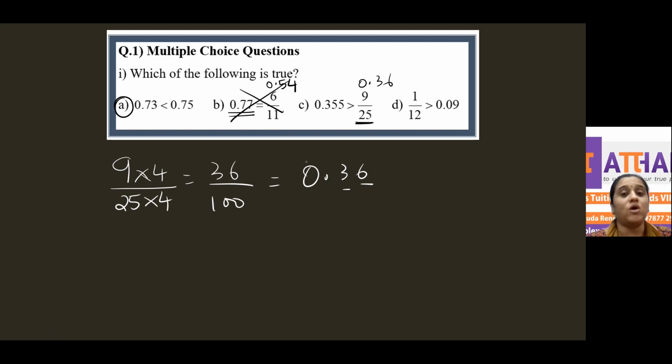All right. Now compare. 0.36, you should write it as 0.360, because there are 3 digits here, so 3 digits here. This is greater, because see, 3, 3, 5, 6. So this is also wrong. This is also wrong.